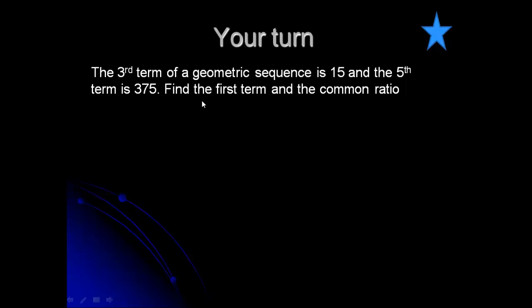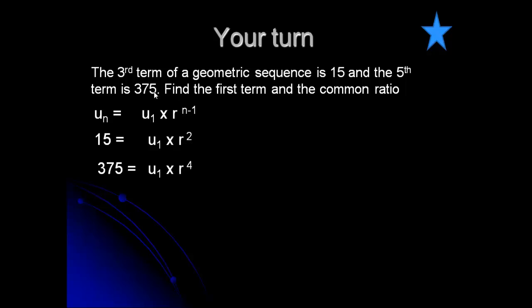Okay, remember the golden rule with these sequences and series, write down what's written. So the third term is 15. Well, you know what the formula for the nth term is, so write it down for the third term. So 15 equals u1 times r squared, because remember it's r to the n minus 1. 375 equals u1 times r to the 4. And you can probably now see how you can work it out.